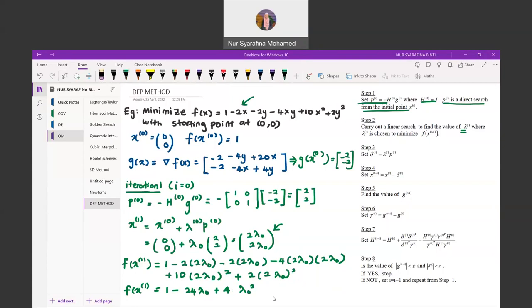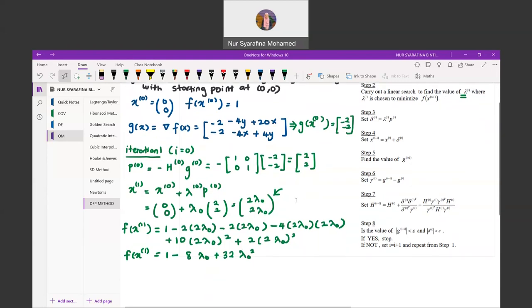Sorry, there's a mistake here. This one is 1 minus 8 lambda naught plus 32 lambda naught squared. Now we want to find lambda, so we should carry out the linear search to find lambda here.